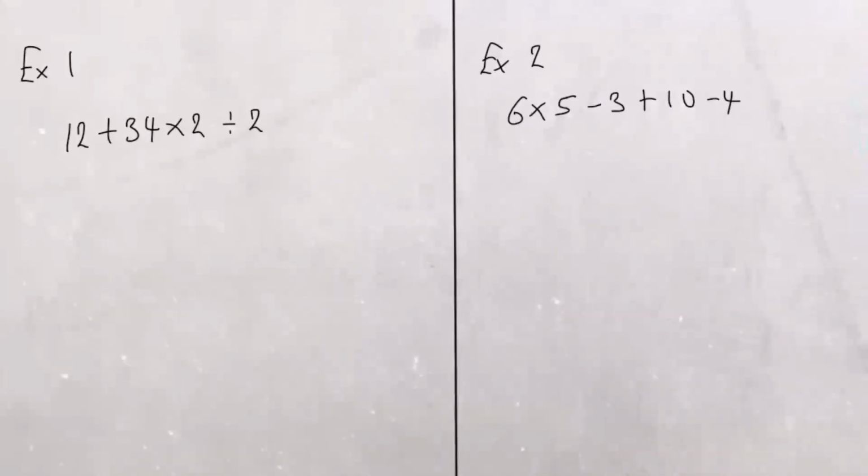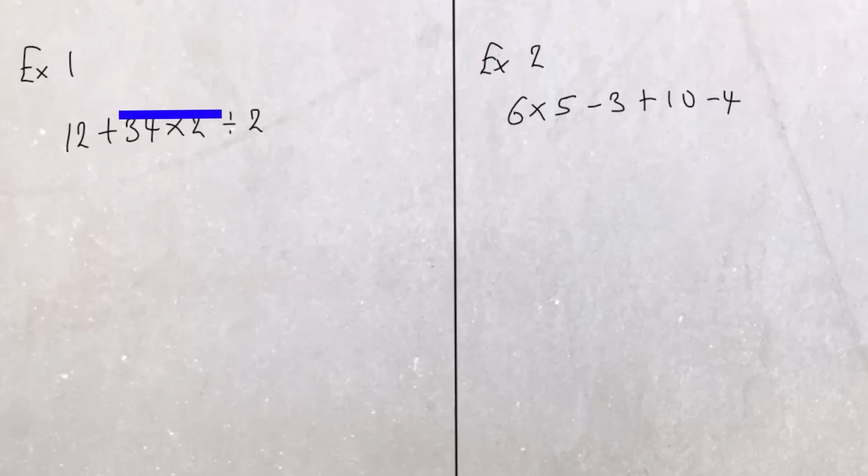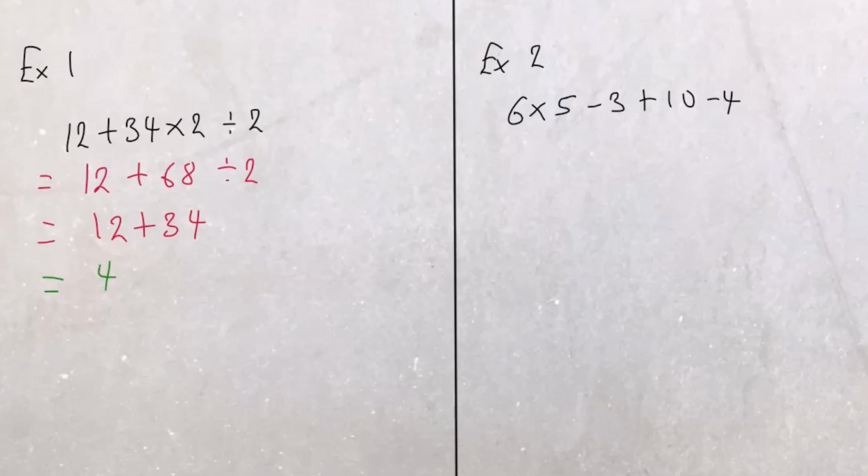On this side, we have addition, multiplication, and division. So we are looking at division and multiplication first, starting from the left. This one should come first. Bring down the 12 plus. 34 times 2 will give us 68. Bring down the divided by 2. Then looking at this, division should come first. Bring down the 12 plus. 68 divided by 2 will give us 34. Then looking at this, 12 plus 34 will give us 46. And that's the final answer.